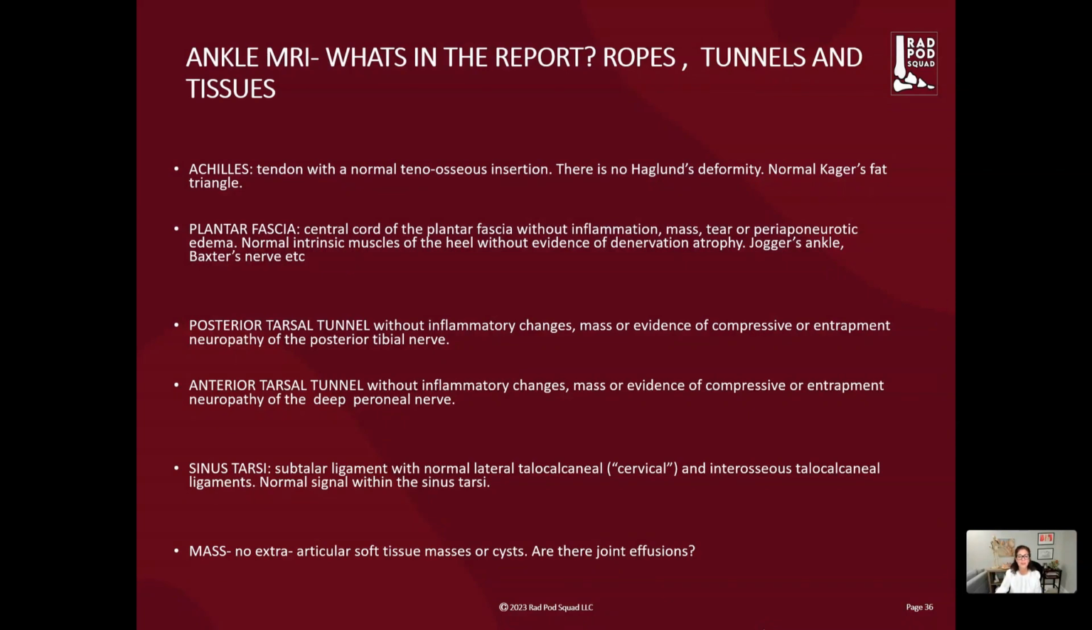Is there fibromatosis? We'll look at the muscles. Is there denervation atrophy? Do you have Jogger's ankle or Baxter's nerve compression? Is there some evidence of neural change? We'll look at our tunnels, both the posterior and anterior tunnels, assessing whether the posterior tibial nerve or the deep peroneal nerve, respectively, are compressed. Again, the sinus tarsi will be looking for obliteration of the fat space. And lastly, we'll always be looking for masses, soft tissue masses, cysts, ganglia, and are there any joint effusions? And that is a complete ankle MRI report.